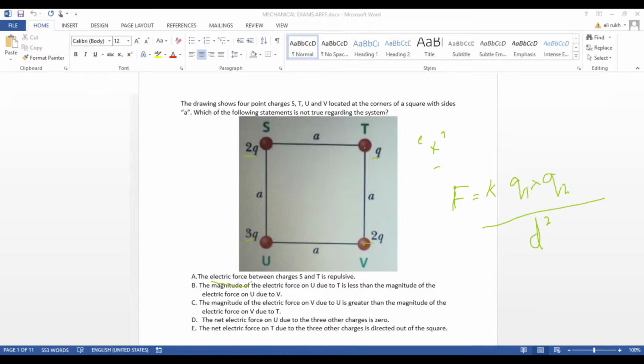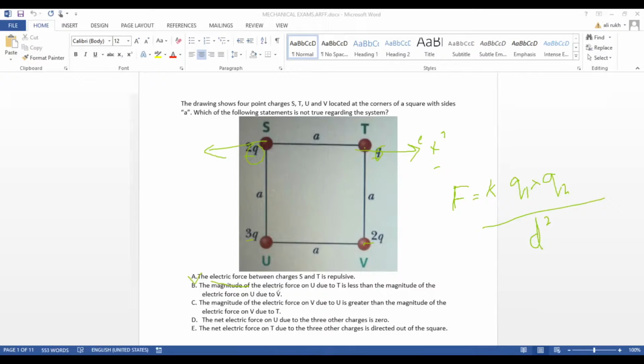The electric force between the charges S and T is repulsive. That is true because they're just saying Q everywhere. So I'm assuming it's the same charge for all of them, which is Q, plus or negative, doesn't matter. If they are Q and Q, they're going to repel each other in the other direction.